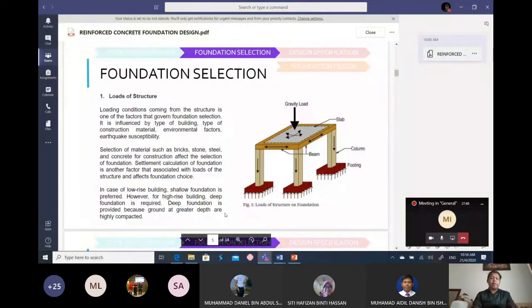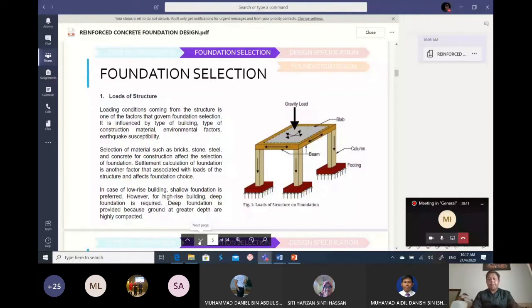So deep foundation is provided because ground at the greater depth is highly compacted, and also sometimes for lower soil bearing capacity or weak ground, we choose deep foundation in order for us to design the foundation for the building. We provide a foundation for the building.